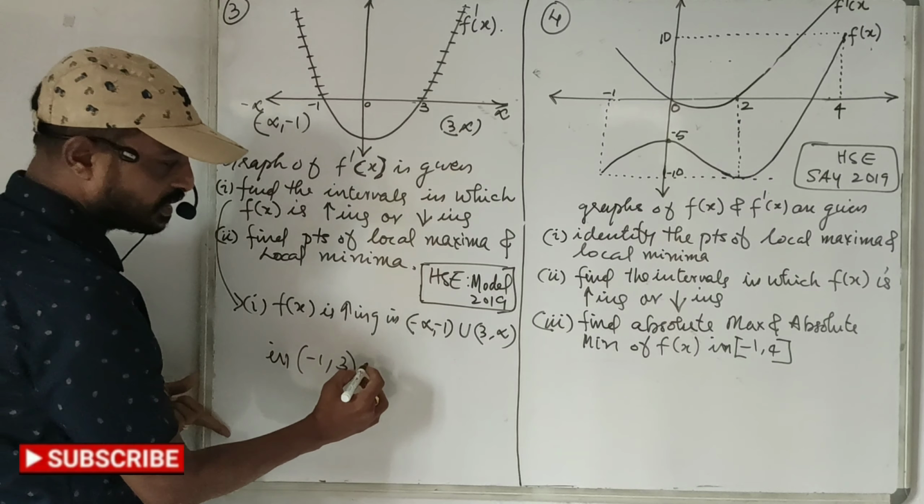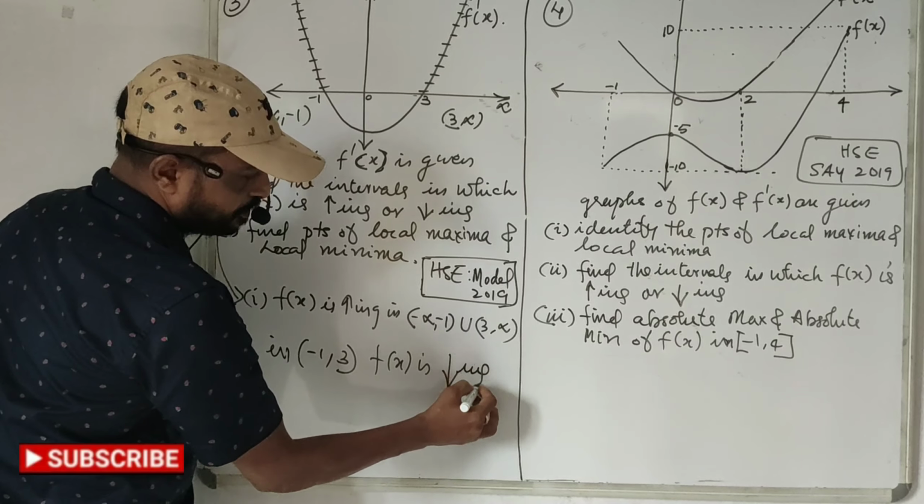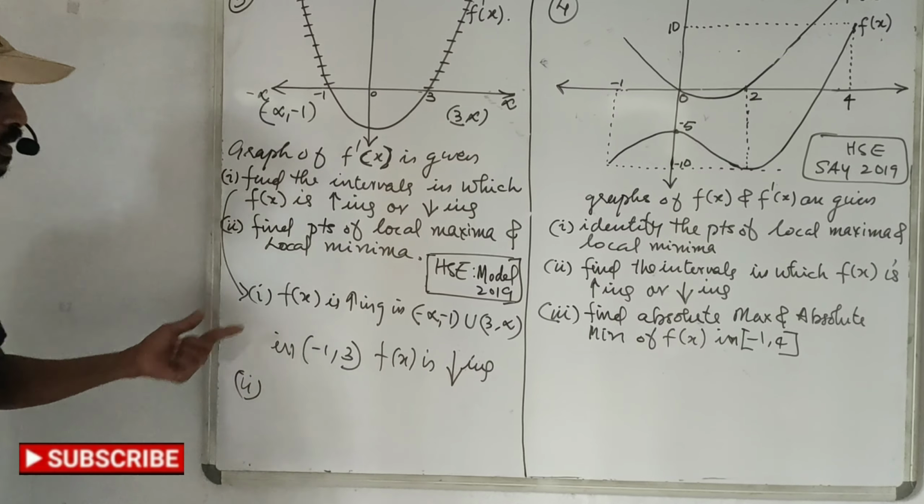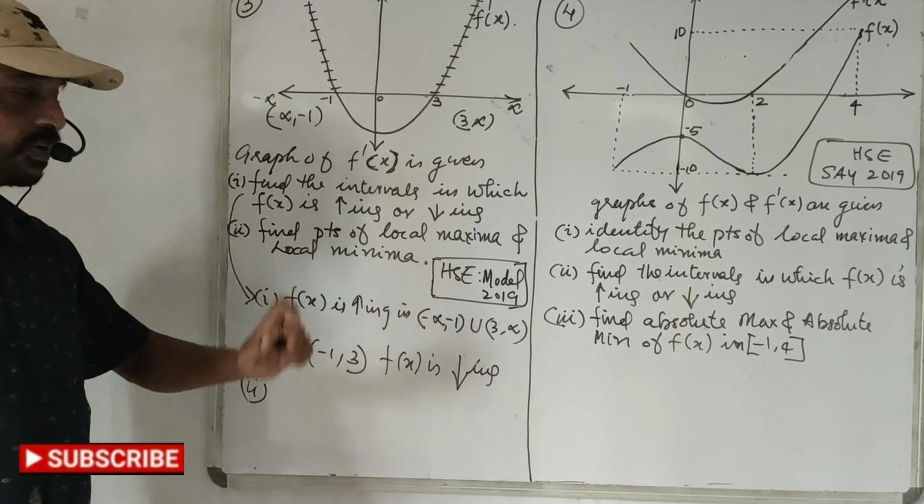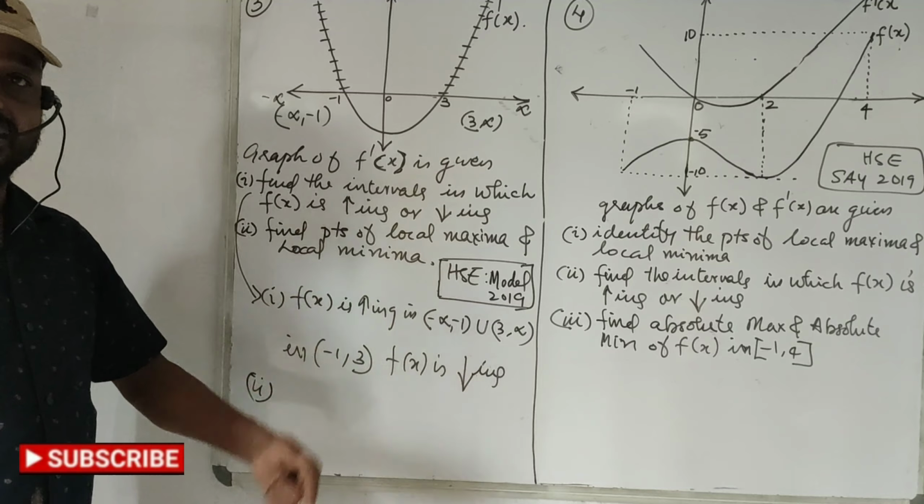In the interval -1, 3, f of x is increasing. So what is the second point? Second point: find the points of local maxima and local minima. So how do you find out the points of local maxima and local minima?